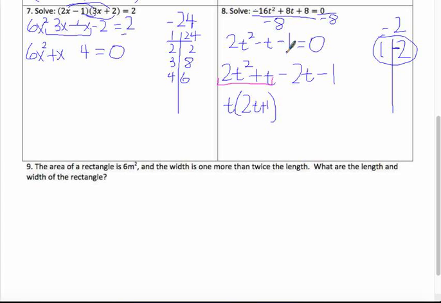So we can't factor out anything but a 1, but notice since these are both negative, I can factor out negative 1. And I'm left with 2t plus 1. And now I can see that my factors are t minus 1 and 2t plus 1.